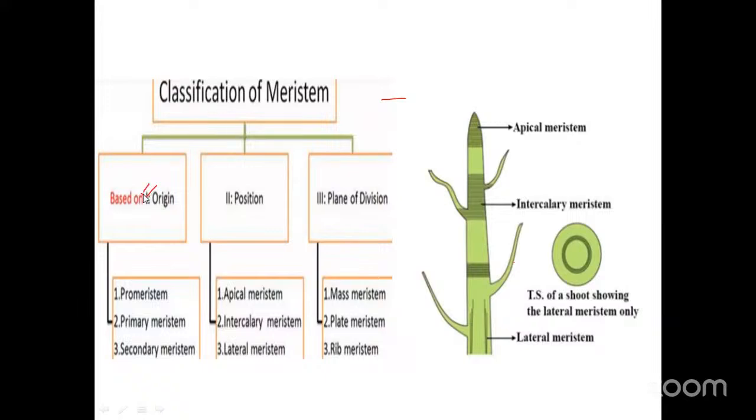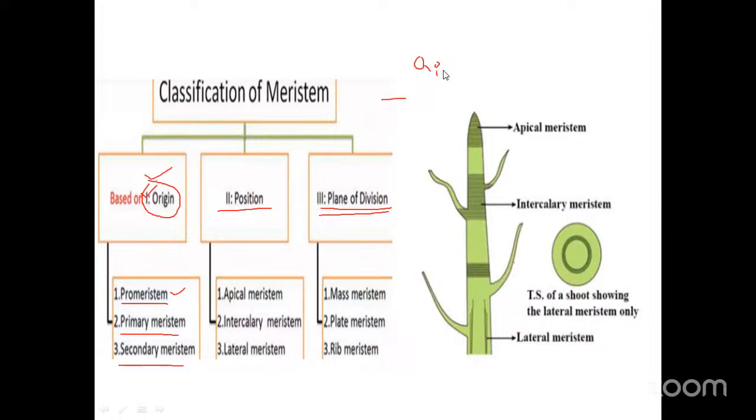Based on origin, I already told you: based on origin or position. Number one, origin, and another one is position, and the second one is plane of division. First, origin: promeristem, primary meristem, secondary meristem. Promeristem is in the embryonic cell. From the embryonic cell, after division, the primary meristem is formed. The embryonic cell is considered the promeristem, which divides and forms the primary meristem.